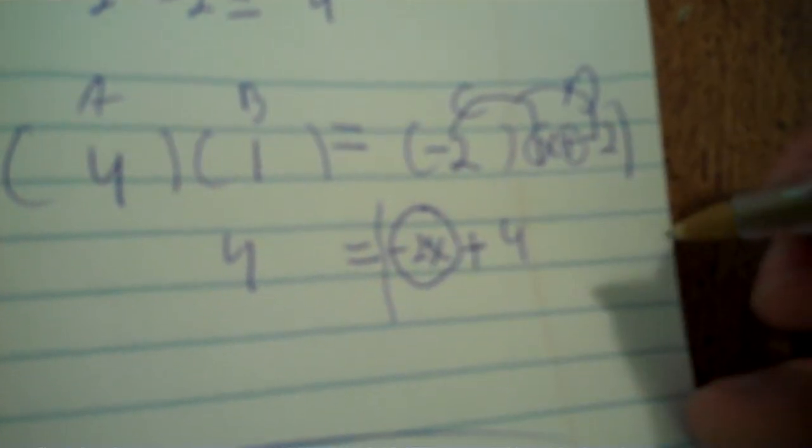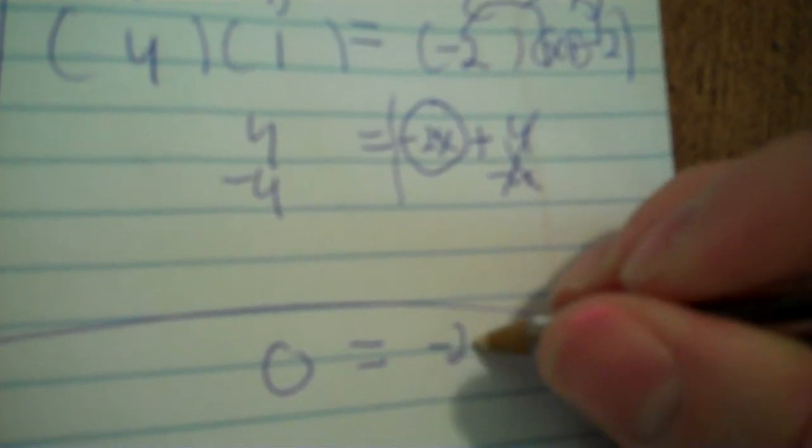Mark the times, okay? Minus your 4. You get 0, that's okay. Keep going. Negative 2 times x. Then I need to divide by negative 2. That's 0 equals x. Now I will continue the video, but I got to switch batteries.